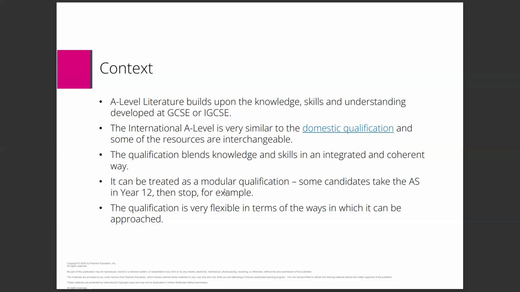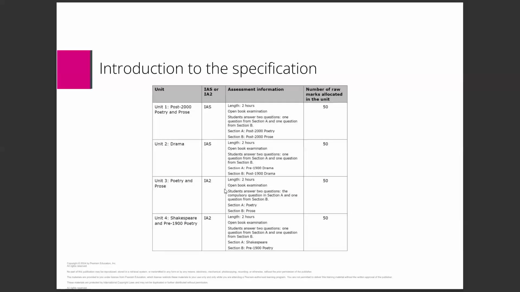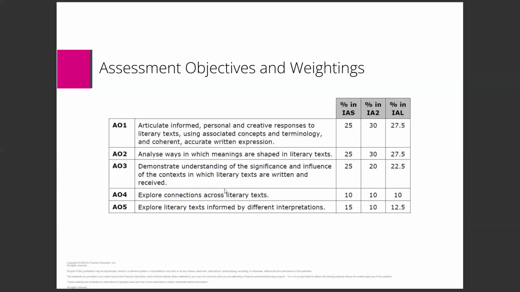This is a modular qualification. Some students do take it just to AS and then stop, and others follow the 2-year pathway, but it can be flexible. Reminding ourselves of where we've been so far, we have equal weighting across the 4 units, and today we're particularly focusing in on Shakespeare and pre-1900 poetry. We're looking at this open book examination of 2 hours with our Shakespeare for section A and our pre-1900 poetry for section B. And as we had with unit 3, there is a slight shift in weighting on this paper compared to the AS, with slightly heavier weighting onto section B.